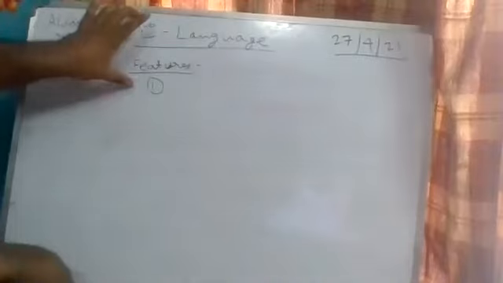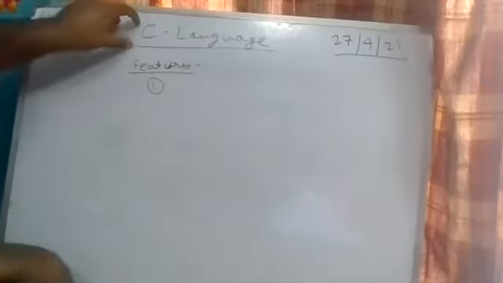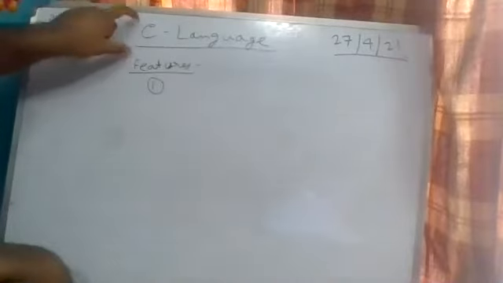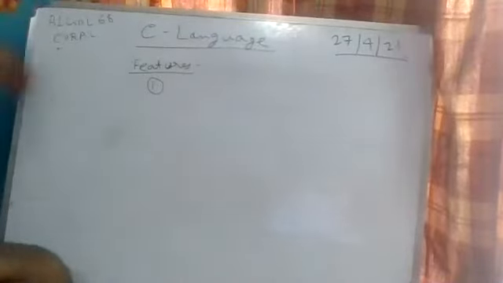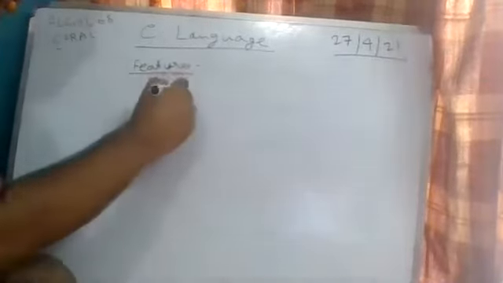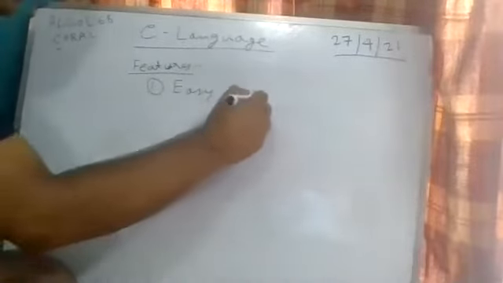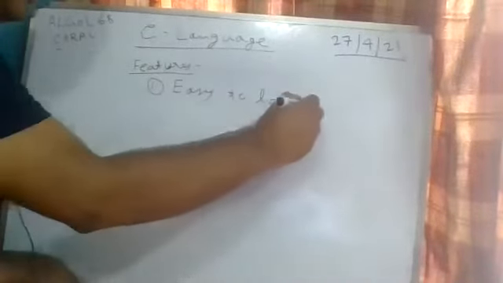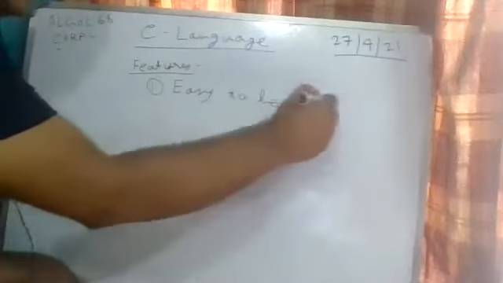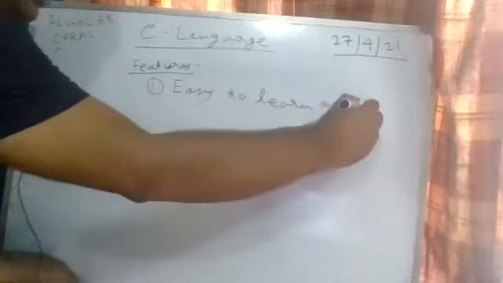But obviously, we should not compare with that, because when C language was developed, it should be compared with its previous or predecessor languages like Algol, Coral, Fortran, BCPL, B, all these languages. The first and most important feature of C: easy to learn and understand.